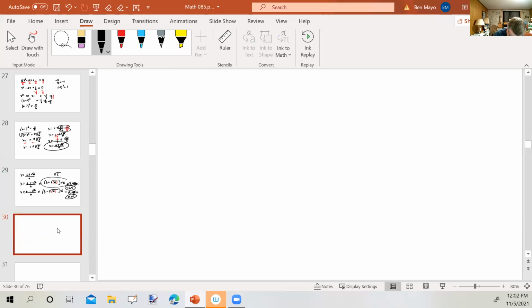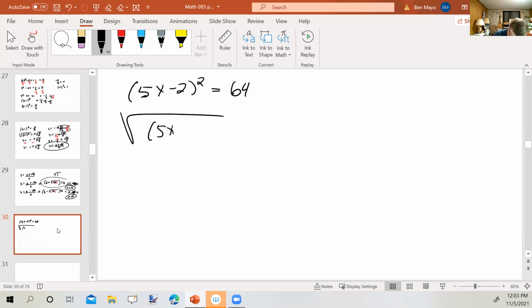Here we have 5x minus 2 the quantity squared equals 64. Well, this is already in that special form. We have a perfect square trinomial on the left side of the equation equals a constant on the right side of the equation. So we'll take the square root of both sides of the equation. On the left side, the square and the square root undo each other. We get 5x minus 2 equals plus or minus the square root of 64, which is 8.